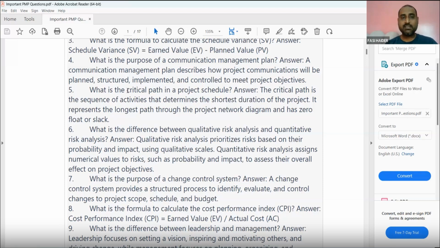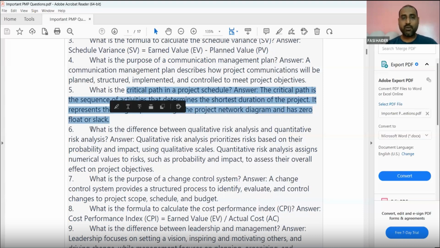Now, what is the critical path in a project schedule? The critical path is the sequence of activities that determines the shortest duration of the project. It represents the longest path through the project network diagram and has zero float or slack.